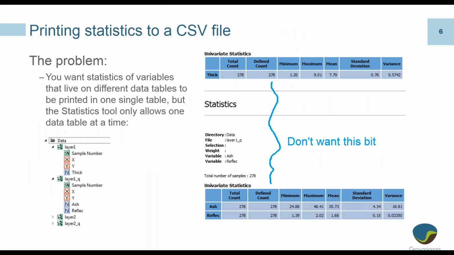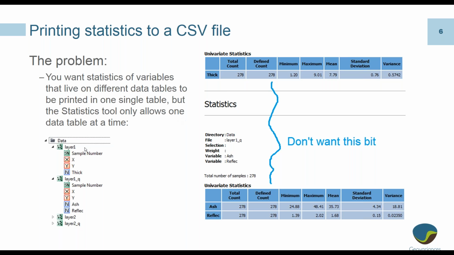Second example is printing statistics to a CSV file. The problem here, something we had in the old Isatis and something we have in Isatis.neo, is that if you have statistics on different data tables, or maybe you've got different selections on the one data table, the statistics tool only allows you to print stats from one at a time.